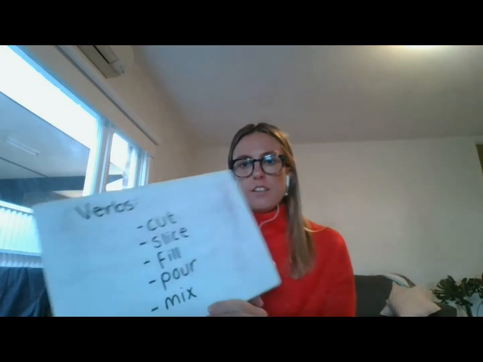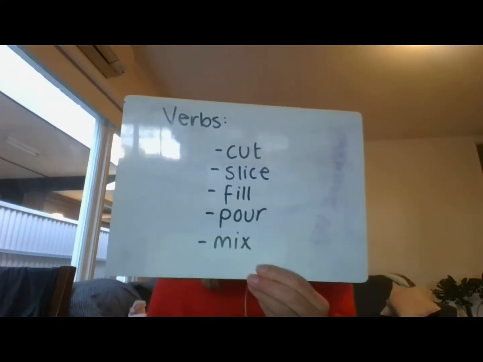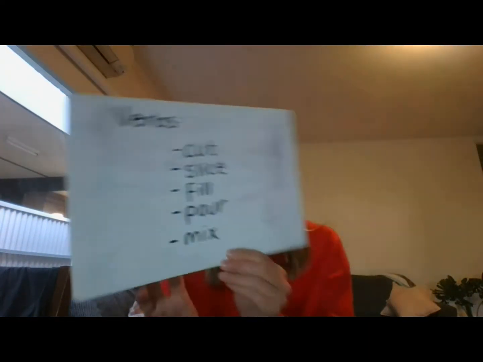Some of the verbs that I used to describe how to feed my dog George were cut, slice, fill, pour, and mix. So I've just written these down on a mini whiteboard here. Okay. So these actions of cutting and slicing, filling, pouring, and mixing the dog food tells the reader exactly how to feed my dog George.